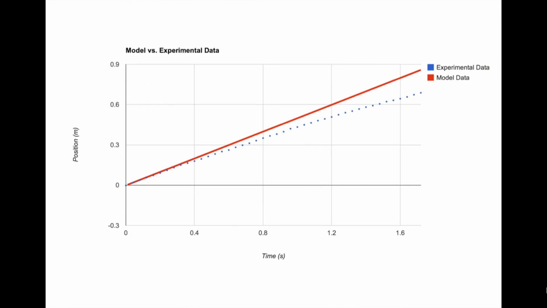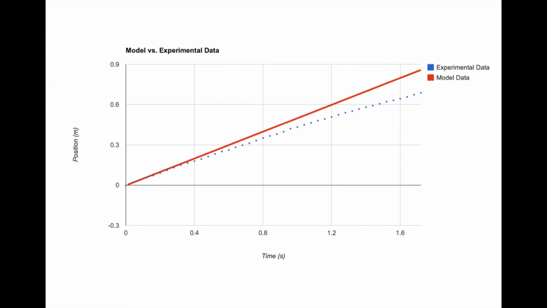My next step is to compare the model with the experimental data. When graphed together, the data looks like this. The red line shows the data produced by the model, while the blue dots show the data produced by the experiment. As one can see, the experimental data does not match up perfectly to the model. The model is higher than the experiment. In the beginning, it is close, but the different slope between the lines is apparent after about 0.4 seconds.